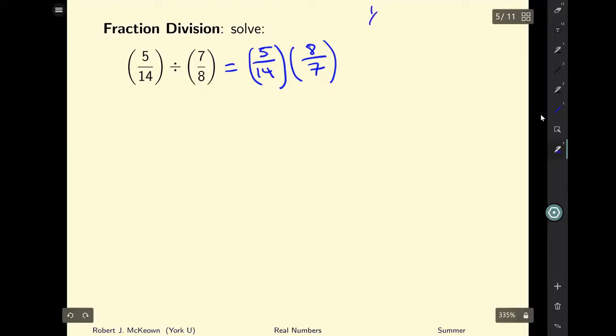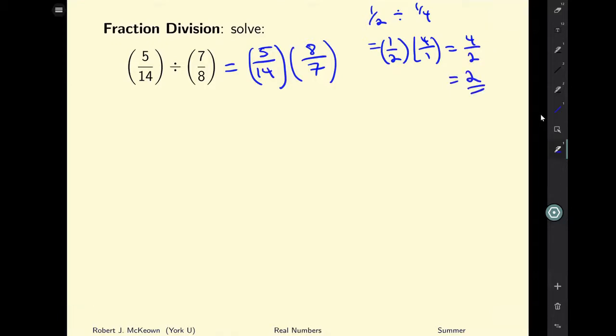Well, suppose I asked you what the answer was of 1/2 divided by 1 over 4. So you should be able to see, how many quarters fit in a half. Well, there should be 2, right? And if I follow that rule, I end up with the correct answer that there are 2 quarters in 1/2. So now let's go back to our problem from ALEKS.